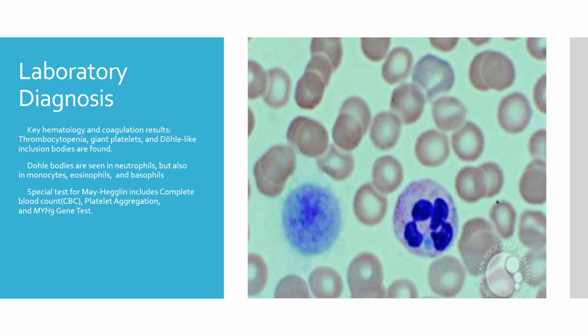Laboratory diagnosis: key hematology and coagulation results, which include thrombocytopenia, giant platelets, and Döhle-like bodies inclusion are found. Döhle-like bodies are seen in neutrophils but also in monocytes, eosinophils, and basophils. Special tests for May-Hegglin include complete blood count, platelet aggregation, and the MYH9 gene test.